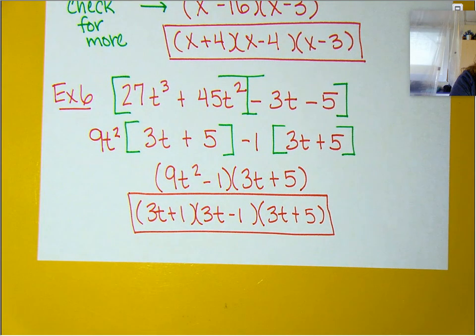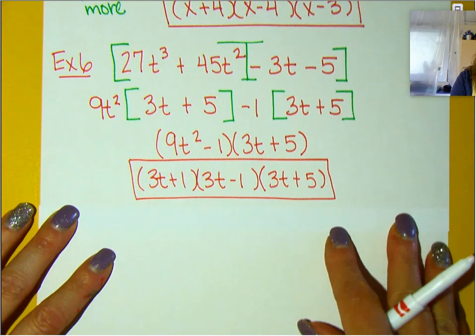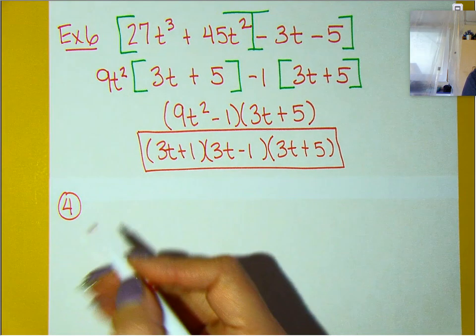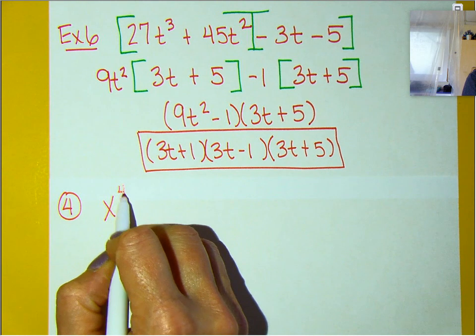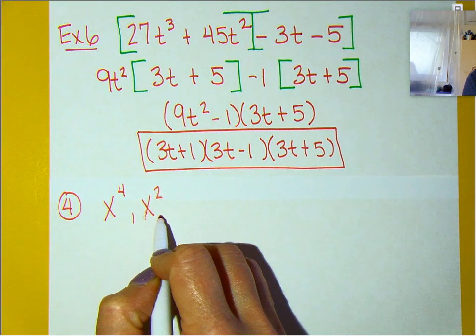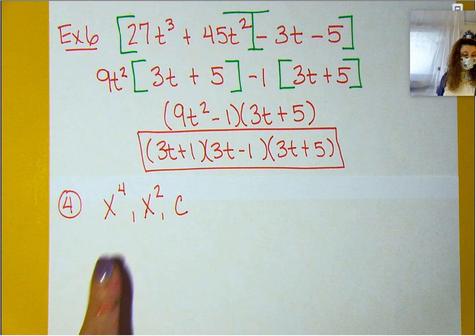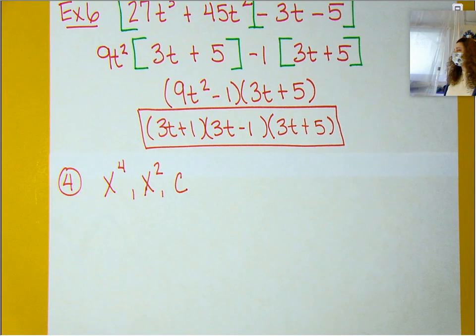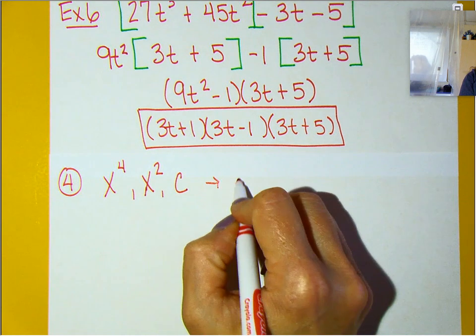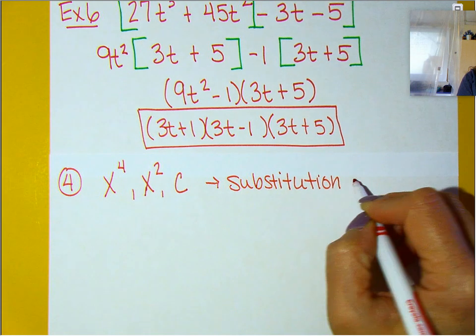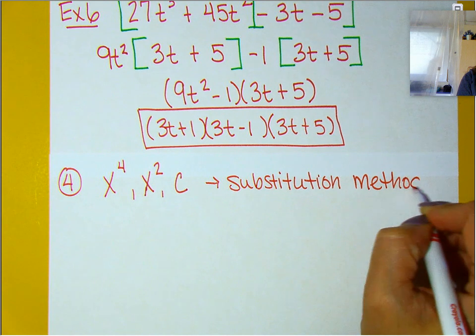Okay, so then the next method, that's the fourth one. So this is, or the third one, this is the fourth. This is the last of the factoring methods. And that's whenever you have something that's just x to the fourth, x squared, and a constant. You have 3 terms, but your powers are a little different than what you're used to seeing. It'll be in the form of x to the fourth, x squared, and then a number. And for that, we're going to use the substitution method.